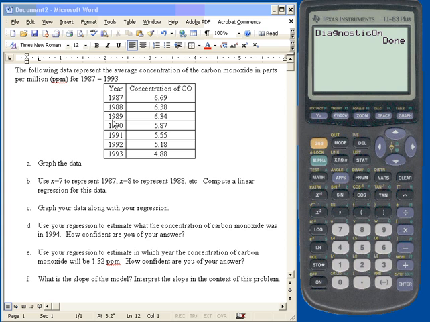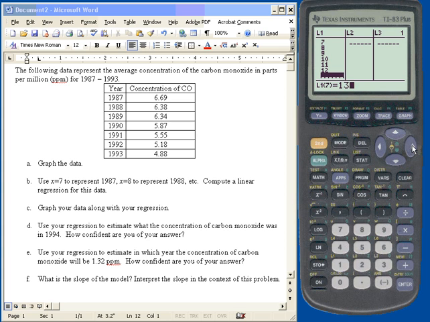Now the first thing we need to do is input all of this data into the calculator. To do that, we go into our list. So we push Stat, Edit. And it tells us use 7 for 1987, 8 for 1988, so on and so forth. So we go 7, enter, 8, enter, 9, 10, 11, 12, and 13.